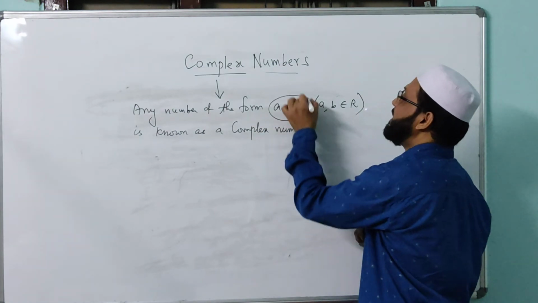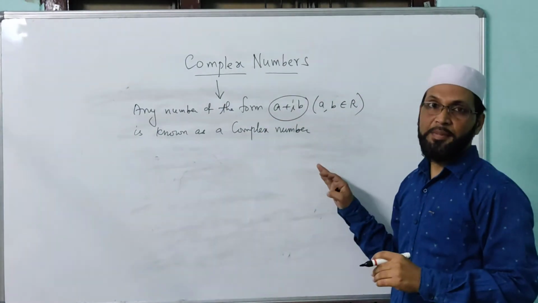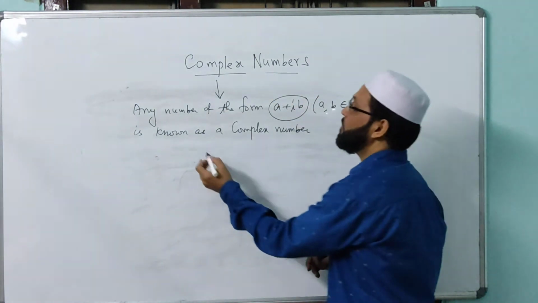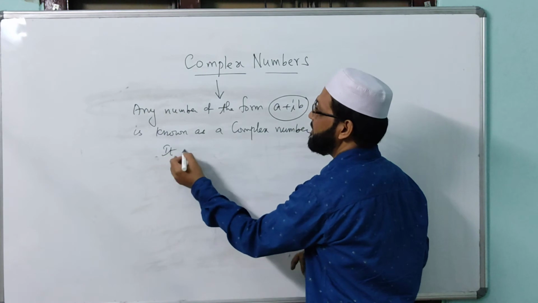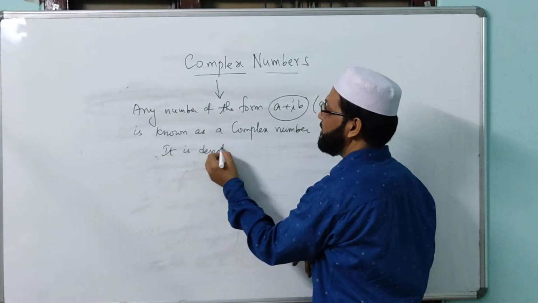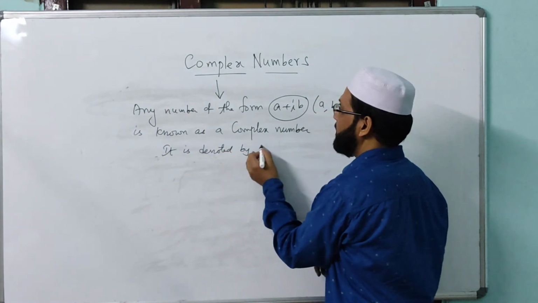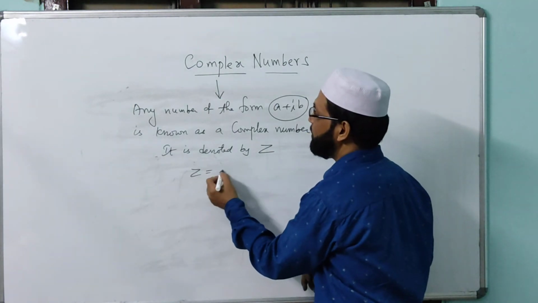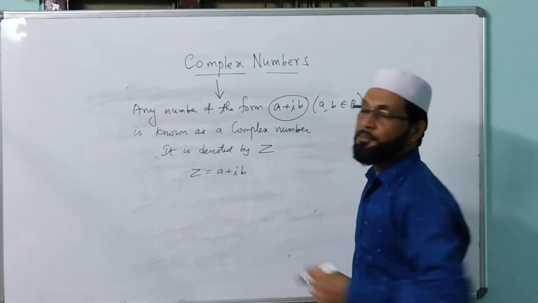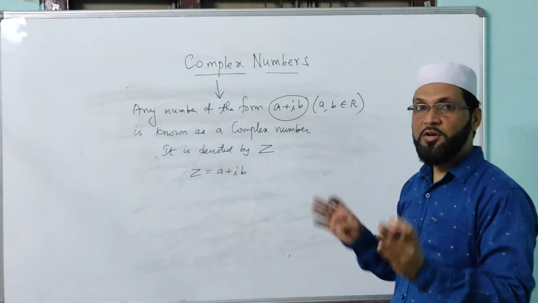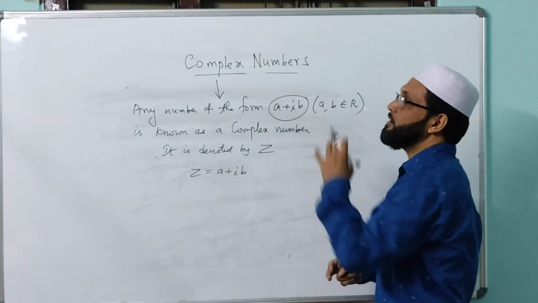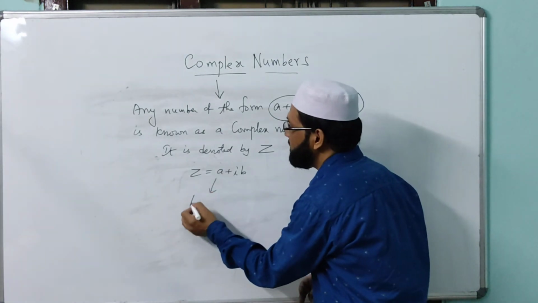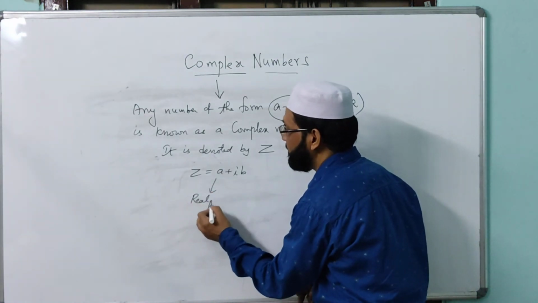So when it is completely in the form of a plus ib, then we call that number a complex number. It is denoted by the letter Z. So Z equals a plus ib. When it is in full a plus ib form, we call that number a complex number. Here a is called the real part of Z.